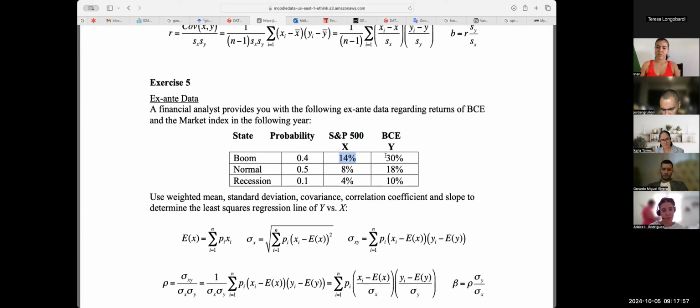And then this company called BCE, it's actually Bell Canada Enterprises, is going to return for dollar invested to its investors over that period 30% for every dollar invested. So in a normal state, we predict that's going to happen, 50% chance. And it's going to be more moderate, 8%, slightly below average. And this is the return. And then with the recession, it's least likely.